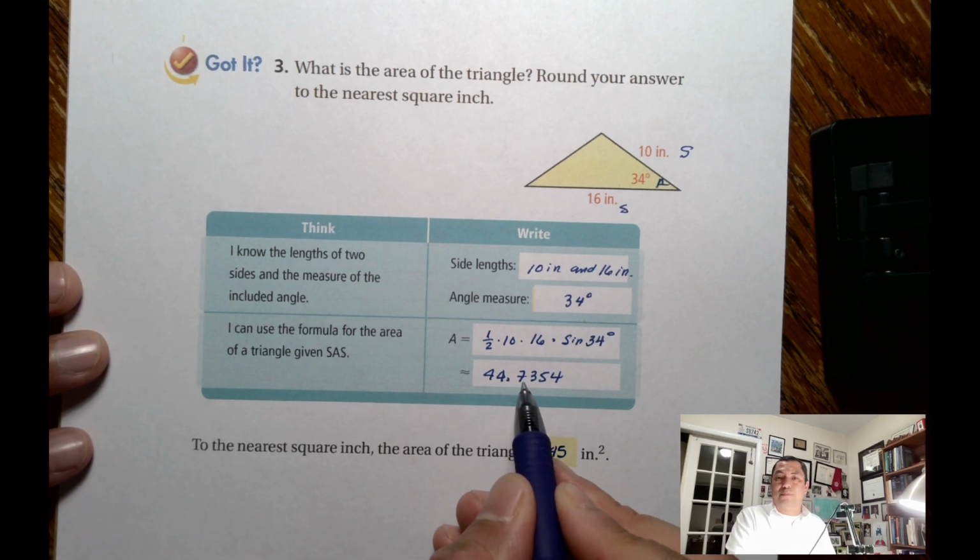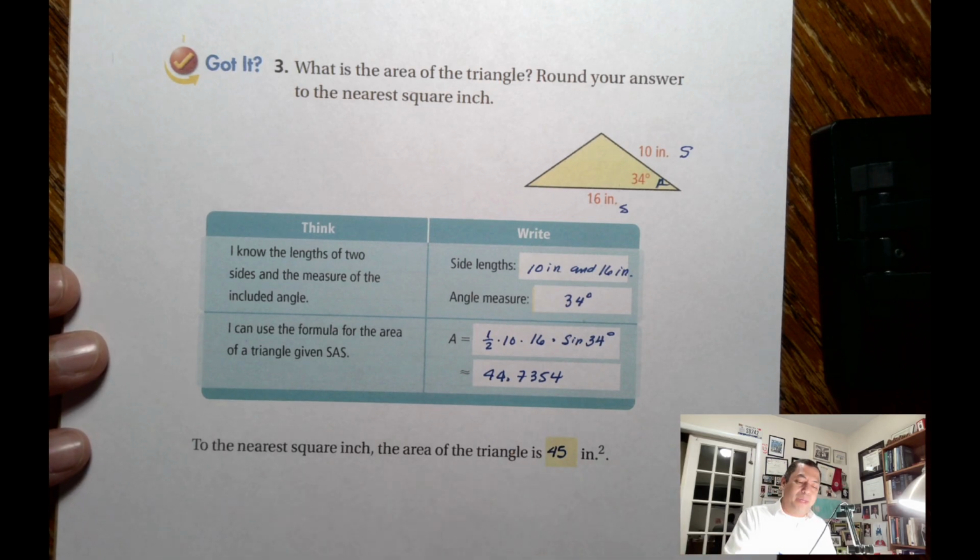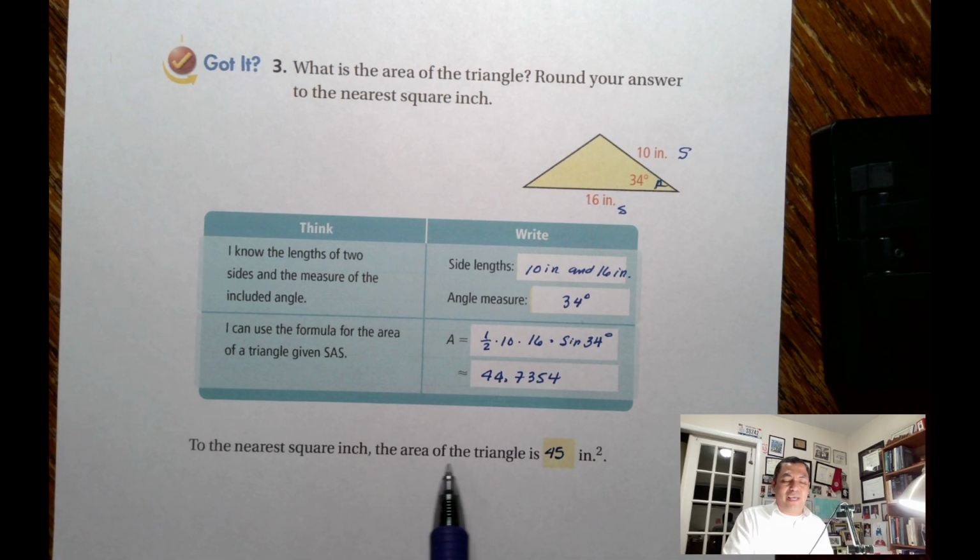Because remember, if it's 0.7, it's going to round up. So to the nearest square inch, the area of the triangle is 45 inches squared.